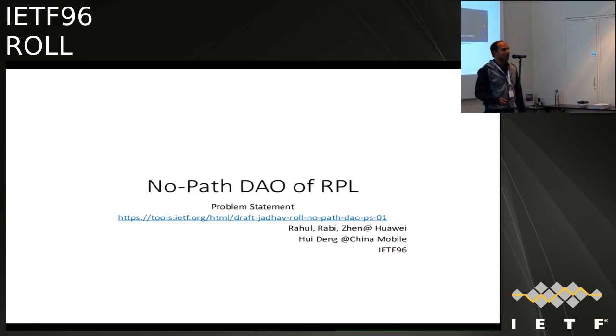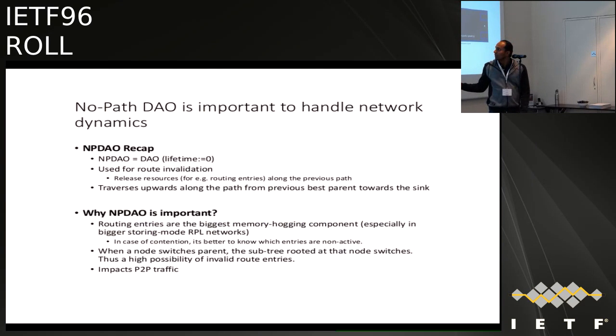I'm Rahul Jadhav from Huawei, and this draft talks about the route invalidation problems in the RPL, and it tries to explain the characteristics of the current NPDAO messaging, and it's a problem statement draft, so it doesn't talk about the solution. It explains the requirements that should be met by a possible solution. So I'll try to quickly go through this.